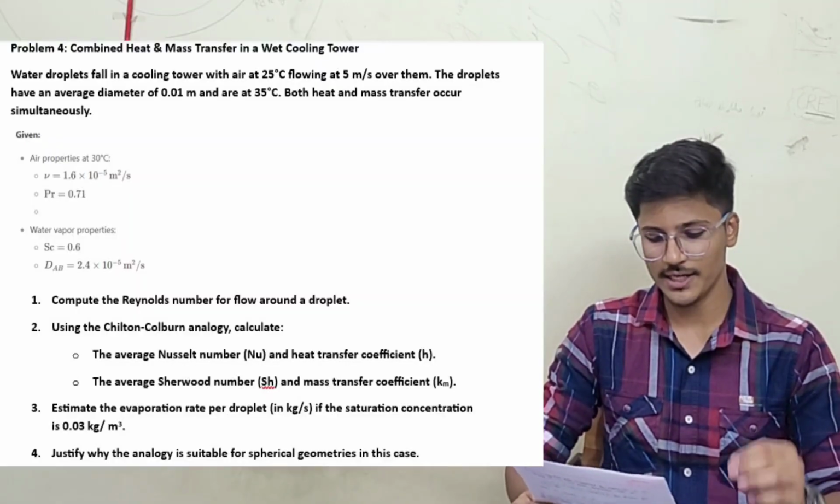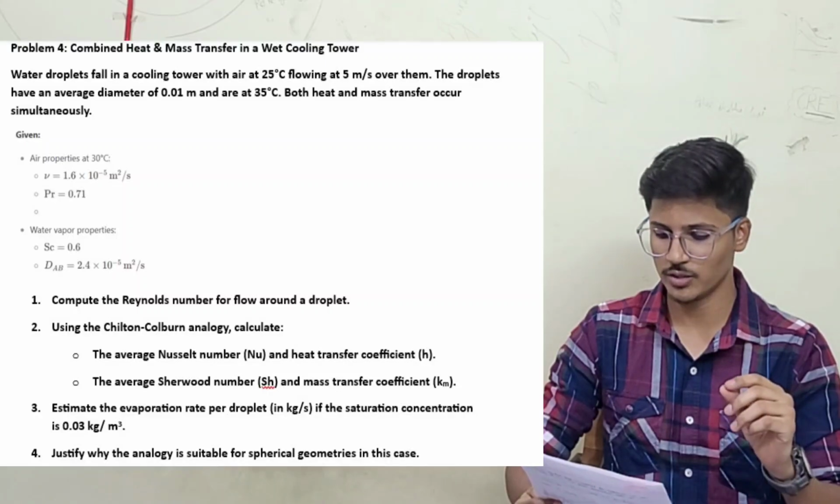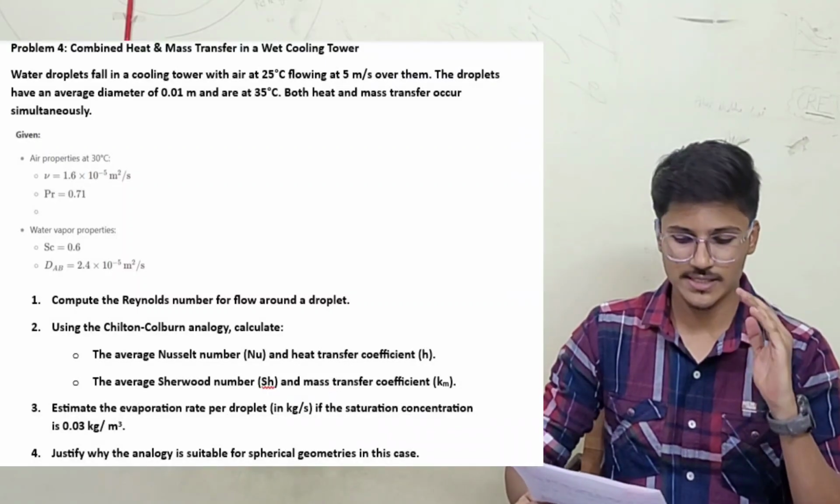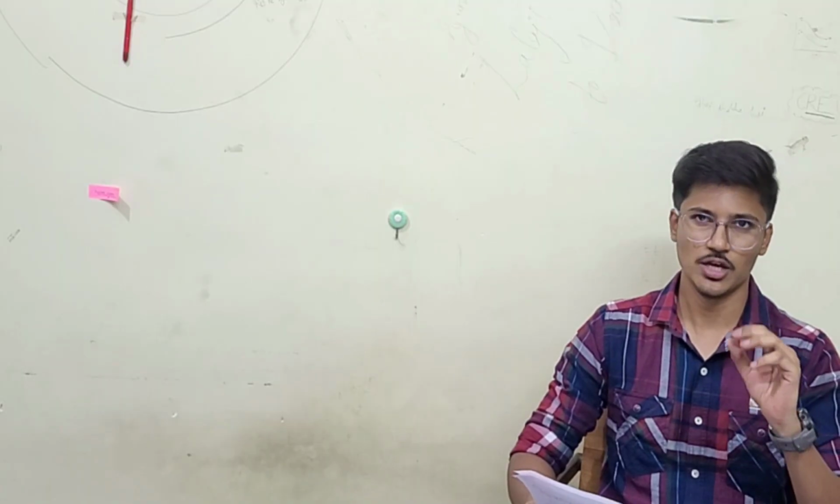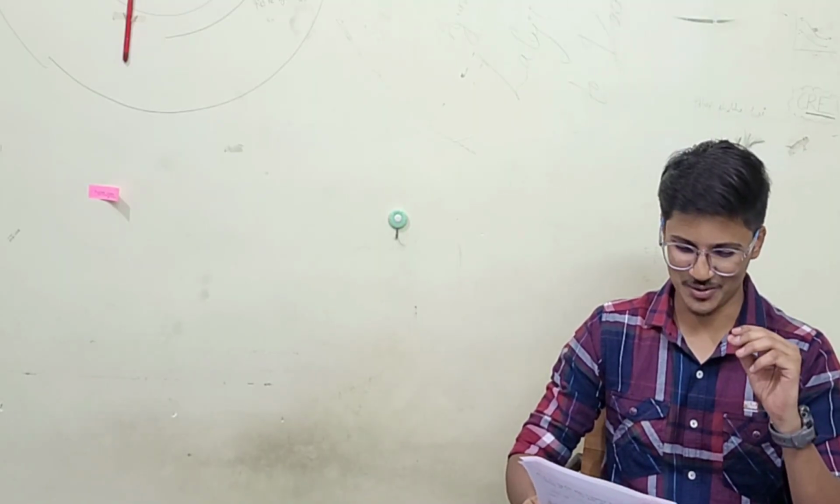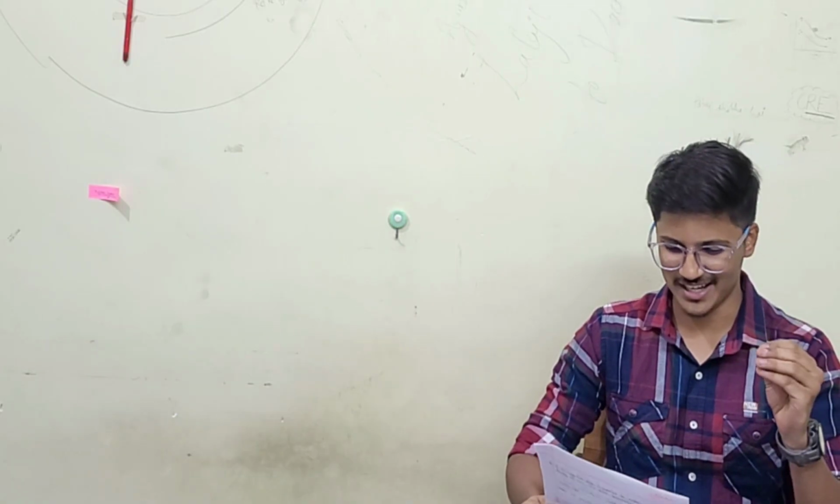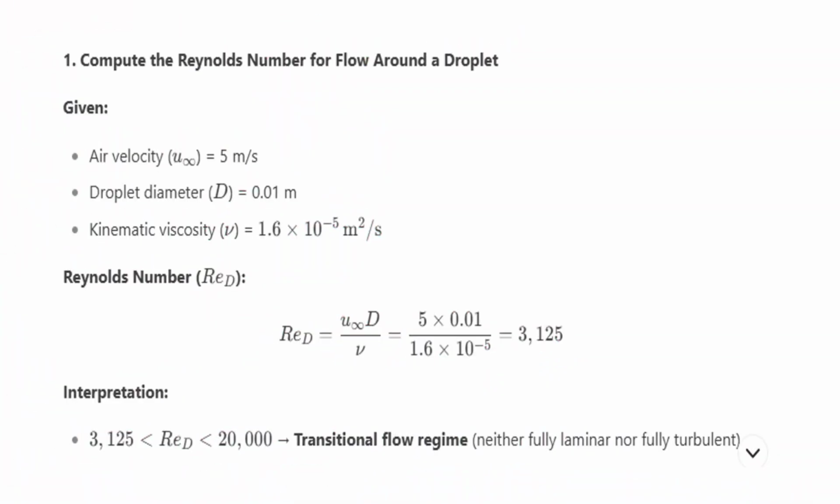In part C, we need to estimate the evaporation rate per droplet. Unit is given to be kg per second. If saturation concentration is 0.03 kg per meter cube. So saturation concentration is given. So the last part of the question is we need to justify why the analogy is suitable for spherical geometries in this case. So these are the four parts which we need to calculate. So let's look into the solution of the given problem.